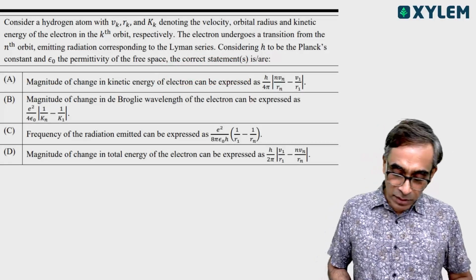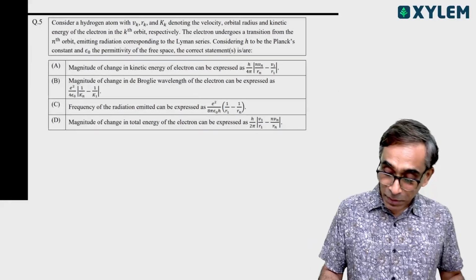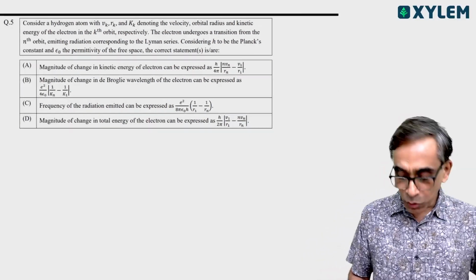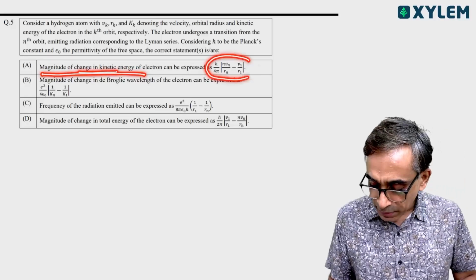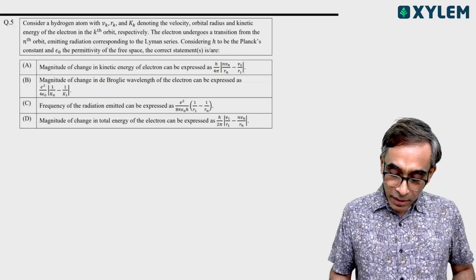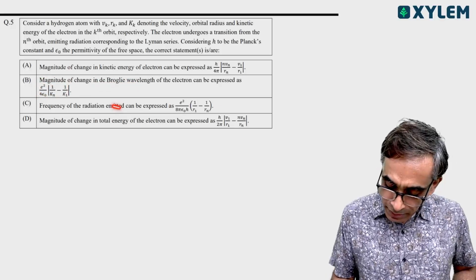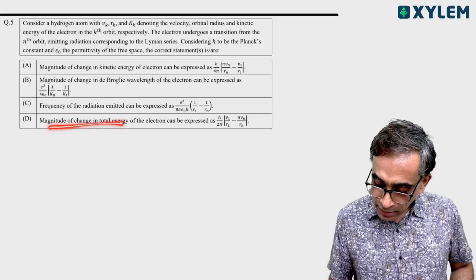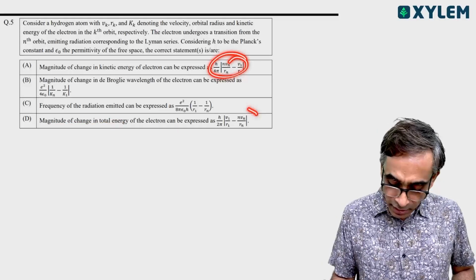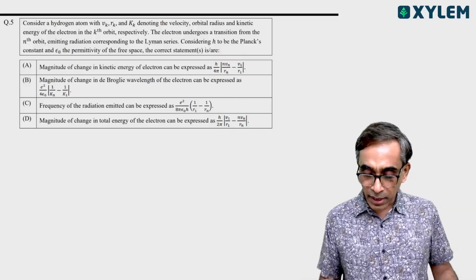h is Planck's constant, epsilon 0 permittivity, which is the correct statement. Look at each statement in this. We already know the equation for kinetic energy. They want the change in kinetic energy, but the equation is a bit different. We know de Broglie wavelength, but the equation is different. We know frequency, but the equation is different. Magnitude of change in total energy. Okay, this is relatable. Kinetic energy and total energy should be related, but these equations we have to derive.